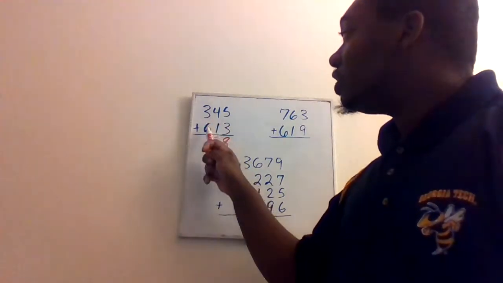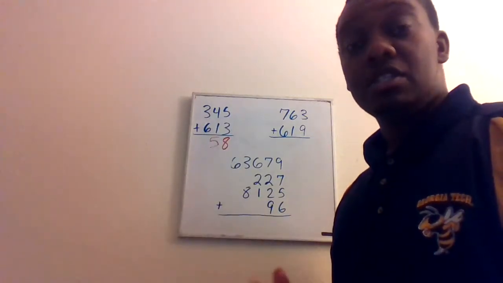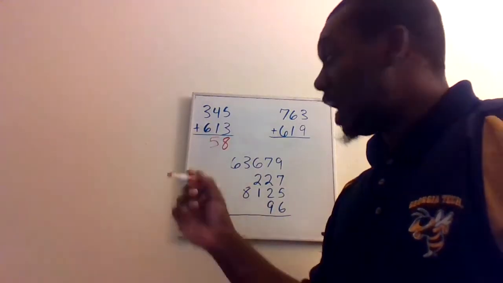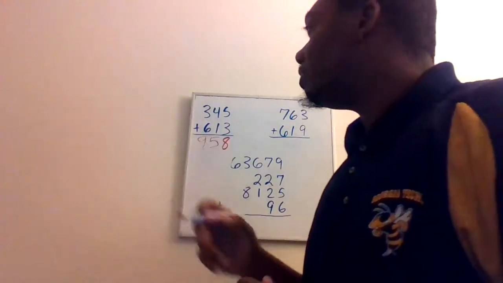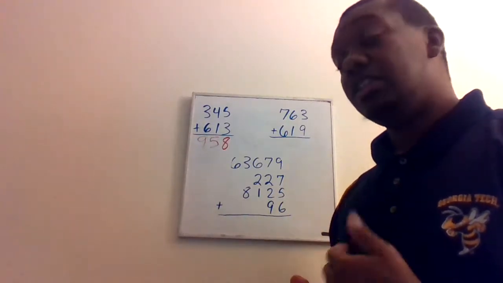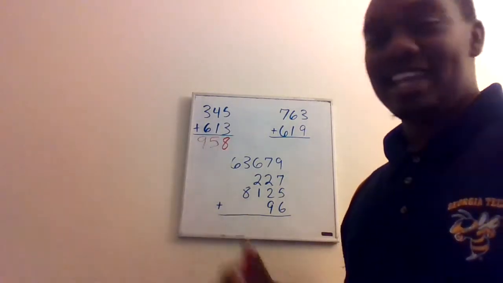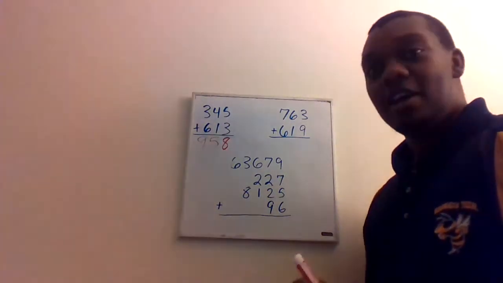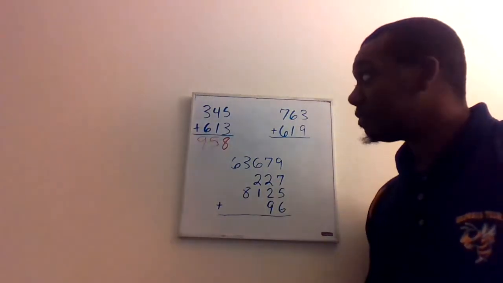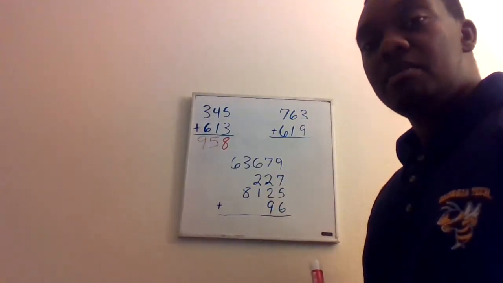And lastly, in the hundreds place, I have a 3 plus a 6. So I have 300s plus 600s. Well, that would be 900s. And if I were to start at 6 and go up by 3, I would get 9. And so in the end, when I do 345 plus 613, I get 958. It's probably always best to actually look at the numbers you have written down. So 958.